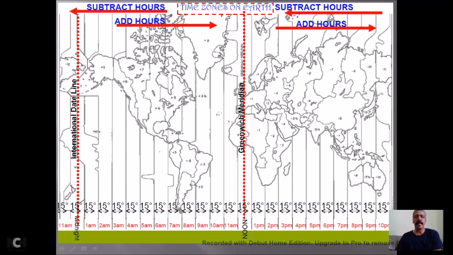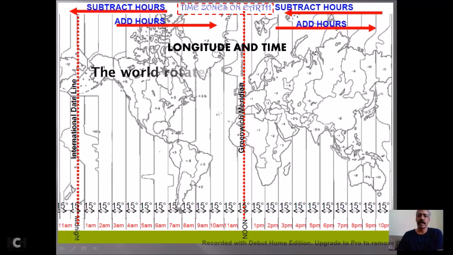Then let's see, if you go from the middle to the right, or to the east, we will add hours. If you go to the left or to the west, we will subtract hours. Let's see. This is talking about longitude and time.